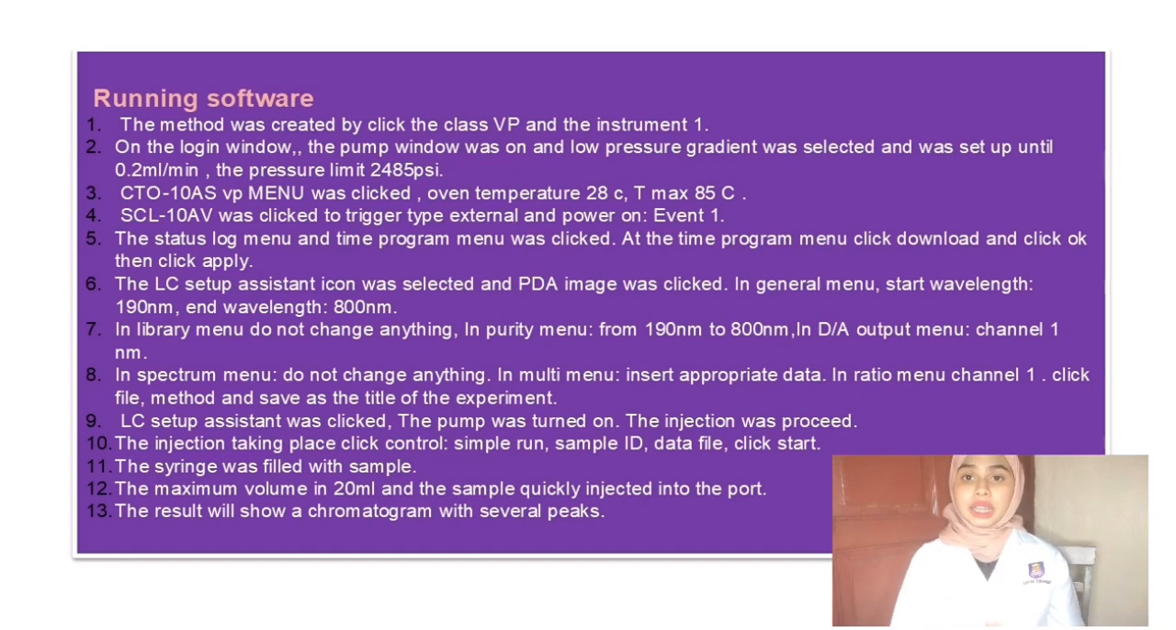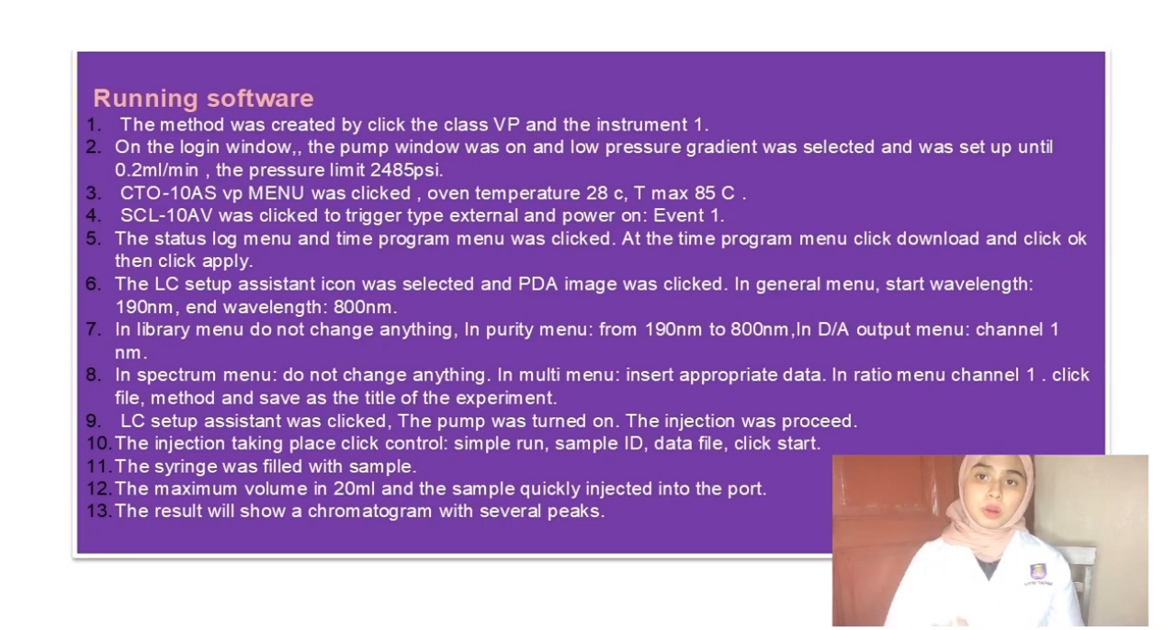In the LC setup, the assistant icon was selected and PDA image was clicked. In the general menu, start wavelength 190 nanometer and end wavelength 800 nanometer. In the library menu, do not change anything. In the purity menu, from 190 nanometer to 800 nanometer. In the data layout menu, channel 1 nanometer. In the spectrum menu, do not change anything. In the multi menu, insert appropriate data. In the ratio menu, channel 1, click file method and save as the title of the experiment, or whatever name you want to put. LC setup assistant was clicked.